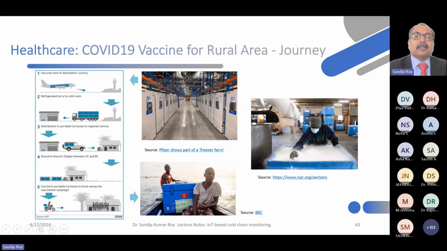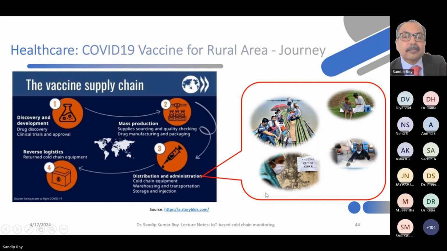This is Pfizer. If you see their freezer farm where these vials are kept, and then using this kind of dry ice, it goes to the last mile delivery. This is a very interesting story, wherein manufacturers send it by air from the USA to different countries. Like in Dubai, we got Pfizer from the USA, and we got vaccinated, and they follow a similar route, and that's how we receive it in the last mile. So this is a very interesting journey.